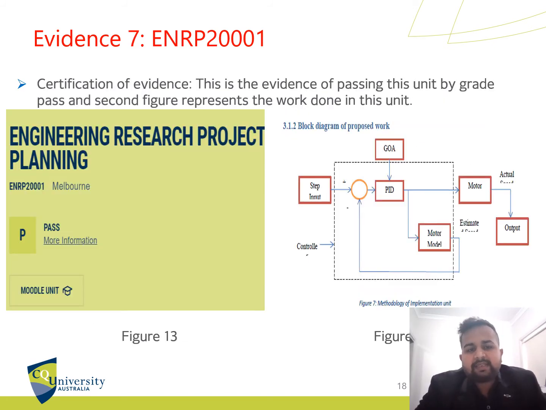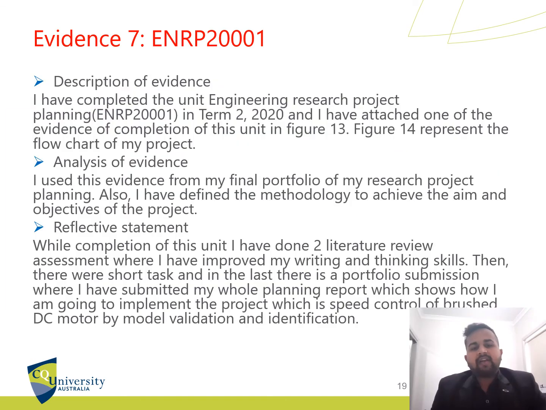Coming to the next evidence, that is from Engineering Research Project Planning. So this is the evidence of passing this unit by grade B, and the second figure represents the work done in this unit. I have completed this unit, Engineering Research Project Planning, in term 2 2020, and I have attached one of the evidence of completion of this unit in figure 13, and figure 14 represents the flowchart of my project, and I use this evidence from my final portfolio of my research planning, and I also defined the methodology to achieve the aims and objectives of my project.